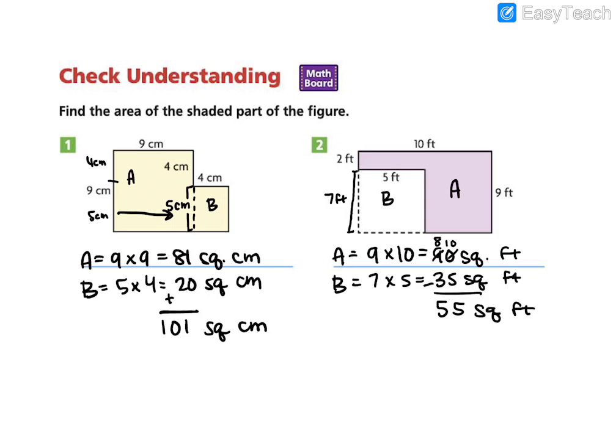For number 2, we had the same thing. We had another tricky one where we didn't know the side length here. We knew the entirety of this side would be equal to 9 feet. So if we subtracted 2 feet from that, 7 feet would be remaining. So the total of rectangle A was 90 square feet, 9 times 10. And the little rectangle we had to take out was 35 square feet, which left us with an area of 55 square feet.